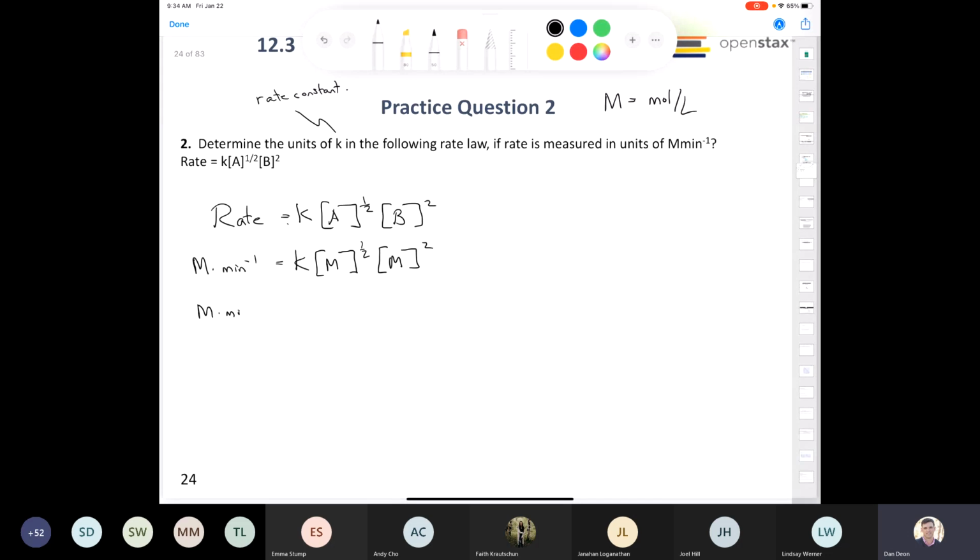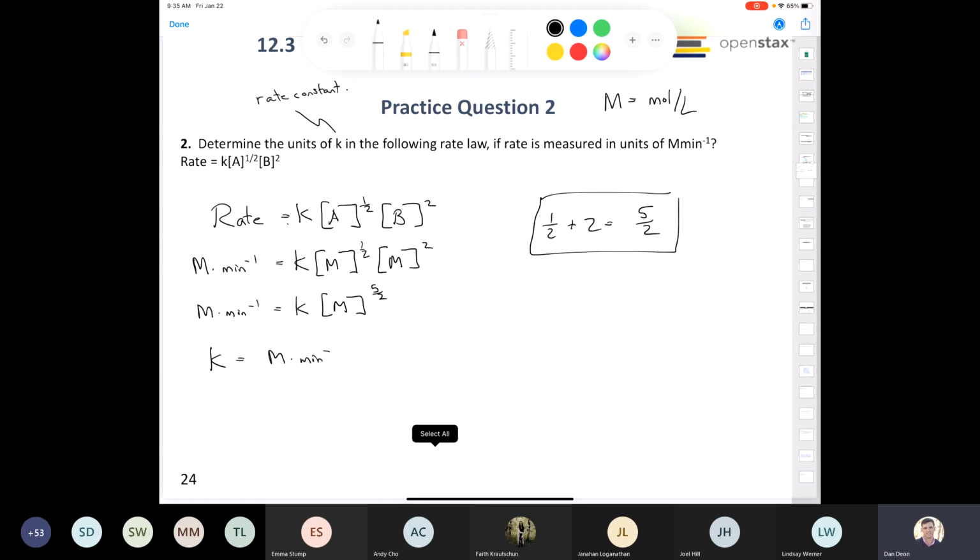So we have molarity times minutes to the -1 is going to equal K times M to the power of 5/2, right? 1/2 plus 2 equals 5/2. I'm expressing it as a fraction, so you should know how to add numbers together. Anyhow, now we're going to solve for our K. So K is going to be equal to moles per liter per minute divided by molarity to the power of 5/2.